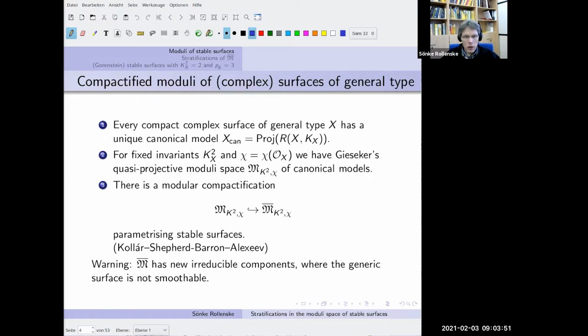So there's a warning. This compactification parameterizes stable surfaces, and there might be components which generically contain no smooth surface at all. So even irreducible components or even connected components. So M bar is a bit bigger than the Gieseker moduli space.